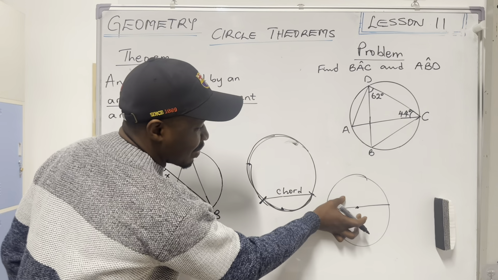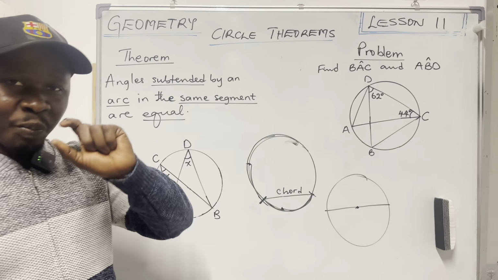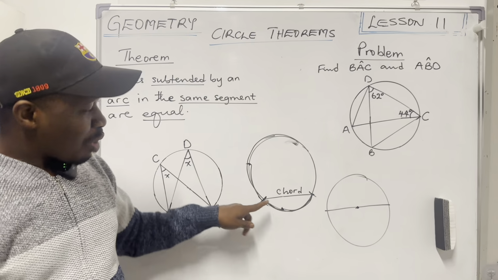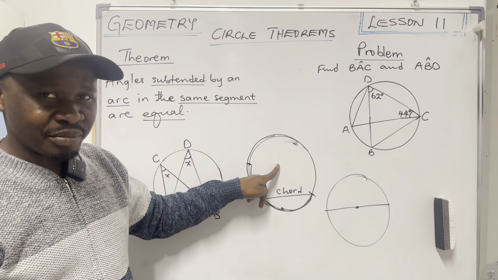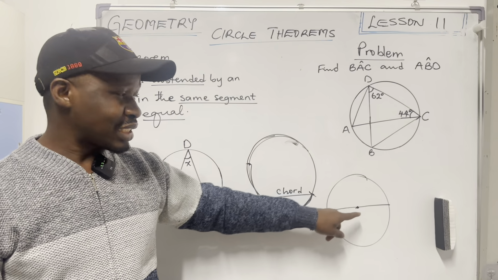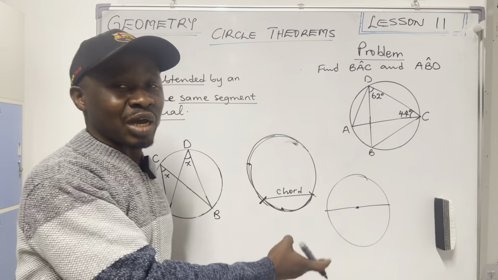So when a diameter divides a circle into two parts, and a chord divides the circle into two parts, because this chord does not pass through the center, this and this are not equal. Because this one passes through the center, this and this are equal. Therefore, we call this a semicircle.